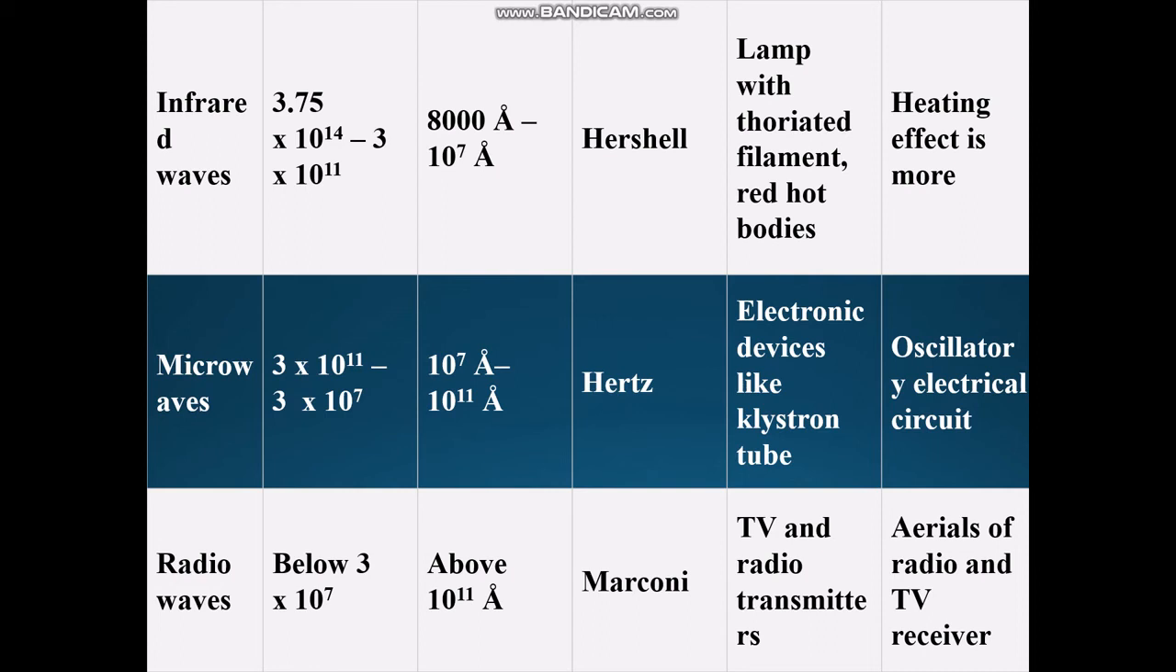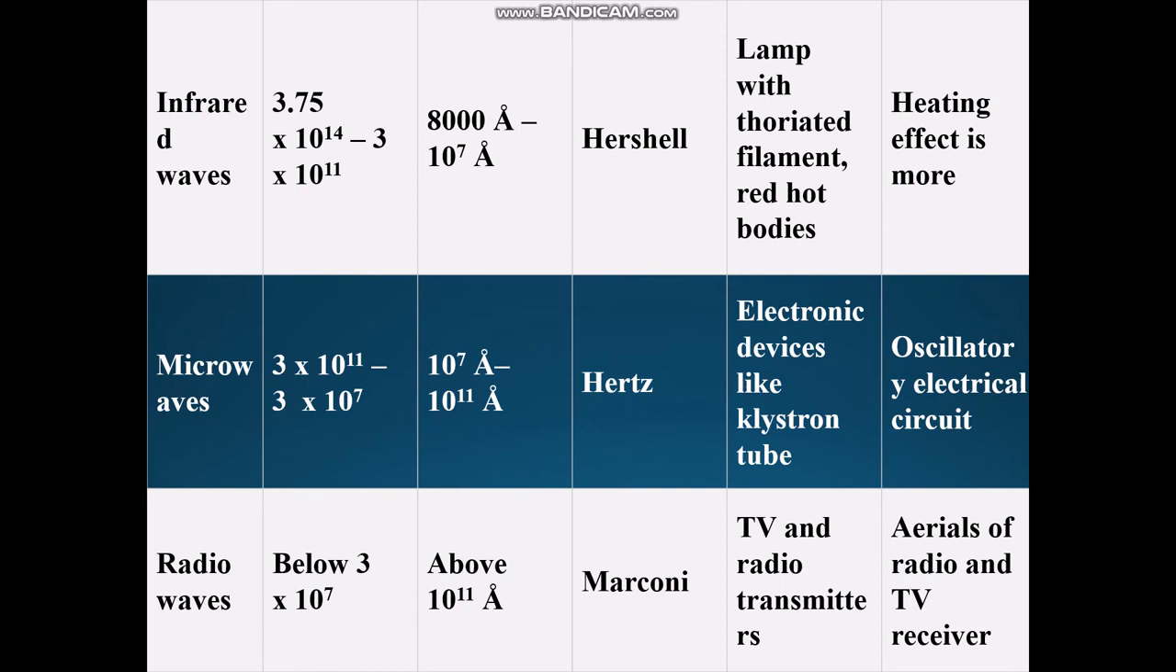Then we have microwaves. Frequency lies between 3 into 10 to the power of 11 to 3 into 10 to the power of 7. Wavelength is between 10 to the power of 7 angstrom to 10 to the power of 11 angstrom. They were discovered by Hertz. The sources are electronic devices like klystron tube, and they are detected by oscillatory electrical circuit.